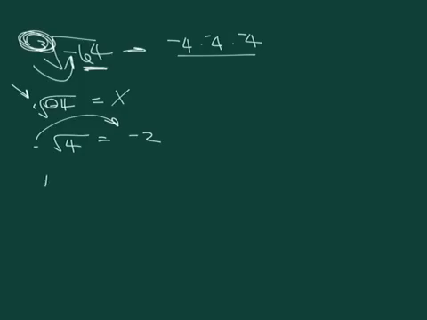E, fourth root of negative 16. This is an even number, that's negative, can't be done. Okay.